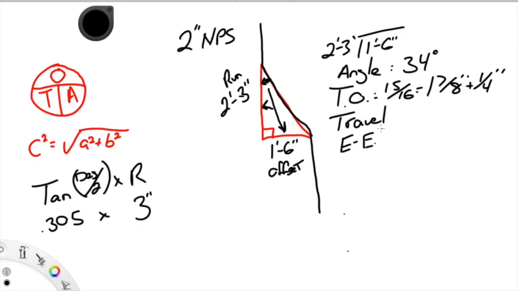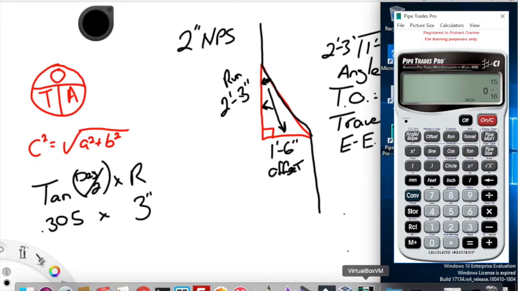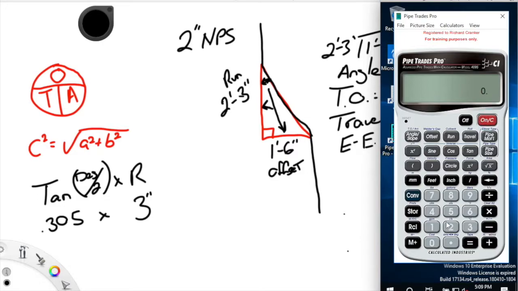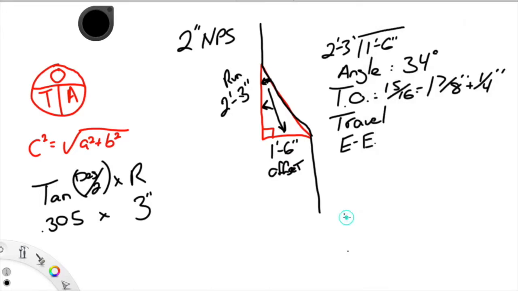A squared plus B squared will tell us that. So 1 foot 6 inches squared plus 2 feet 3 inches squared equals, and then the square root of that is 2 foot 8 7/16. 2 foot 8 7/16, center to center. So now we've got to solve our end-to-end measurement.